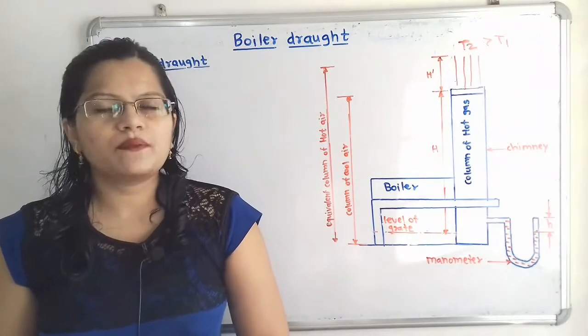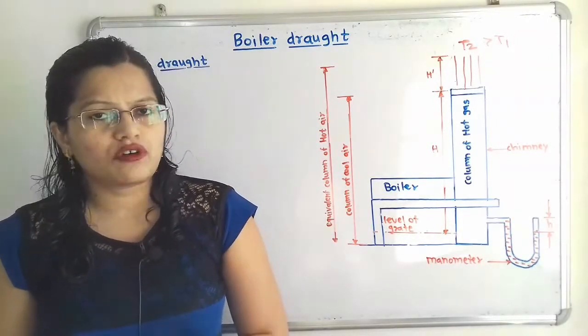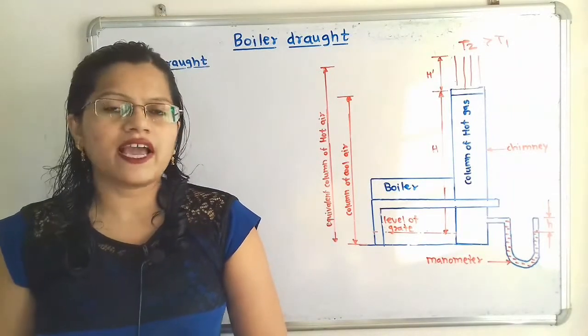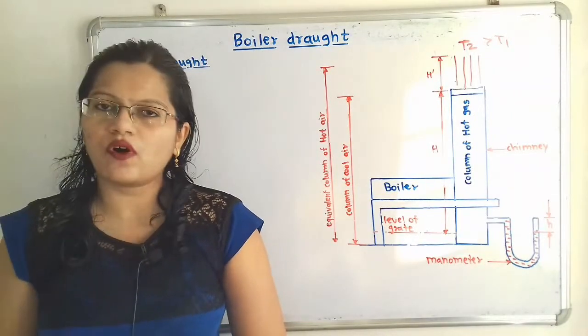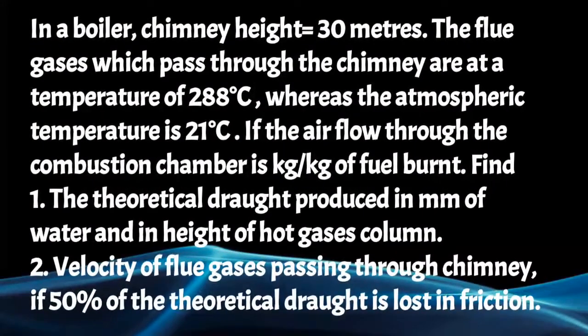Now we will solve one problem for the calculation of draught pressure in terms of millimeter of water as well as in terms of column of the hot gas. I will read what is the given question.